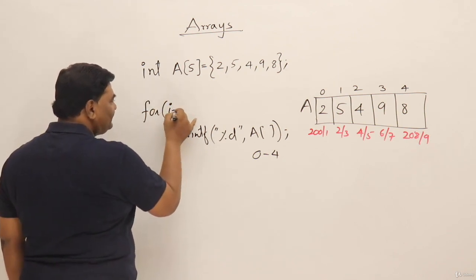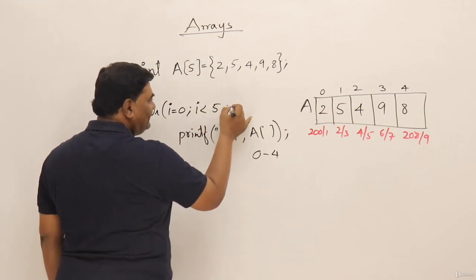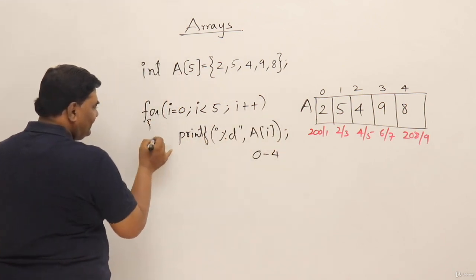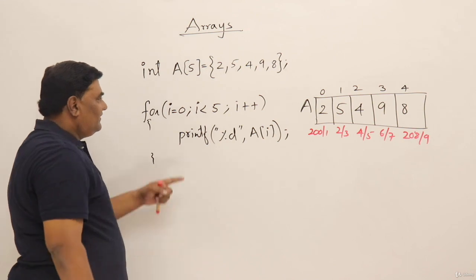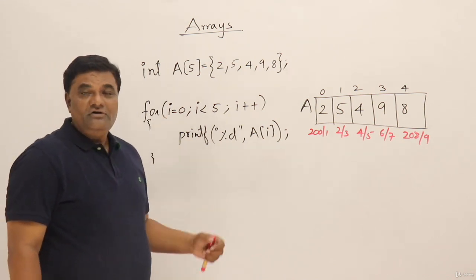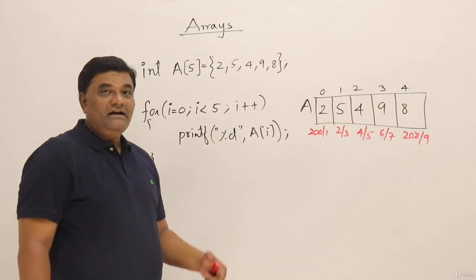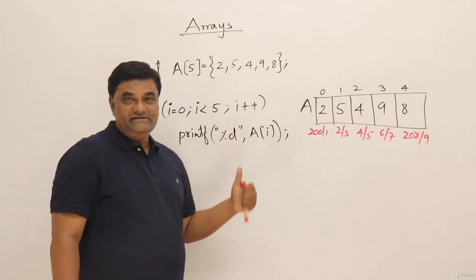So for i assign 0, i is less than 5 and i plus plus, and here I can mention i. Now I can access all those elements. So for loop is used for traversing through all the elements of an array. And the element can be accessed with the name of an array and the index.